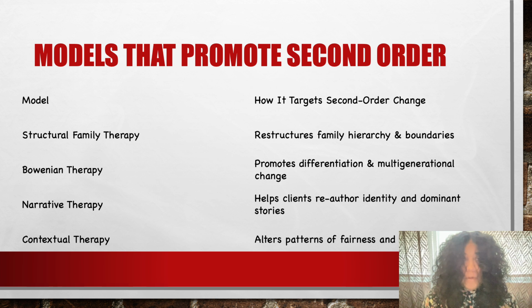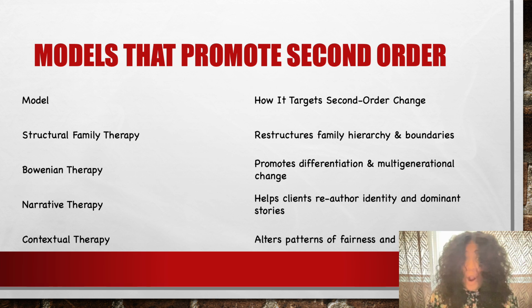These are the models that promote second order change, and you can look at it. Structural family therapy, they restructure family hierarchies and boundaries. That's definitely second order change. Bowenian therapy promotes differentiation and multigenerational change. When he sends you back home, aren't you working on changing those emotional reactions that you're going to be having with that family? That's not going to be temporary. It's going to be long lasting.